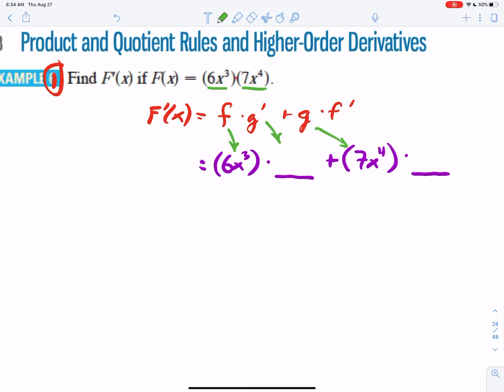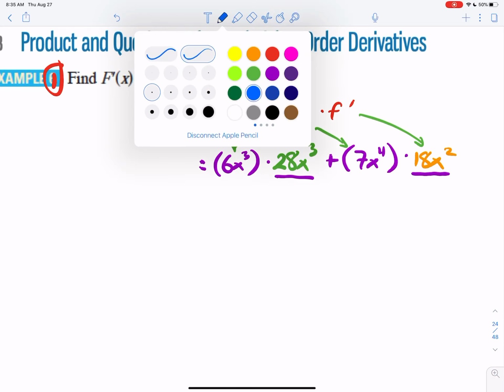Okay, if I'm looking at second, I need to find the derivative of the second. What is the derivative of 7x to the 4th? Pause and play when you're ready. That is just 28x cubed. All right. Now over here, I need to find the derivative of the first, which is this right here. Okay, pause and play when you're ready. What is the derivative of the first? That is 18x squared. All right. Okay. The rest is cleanup.